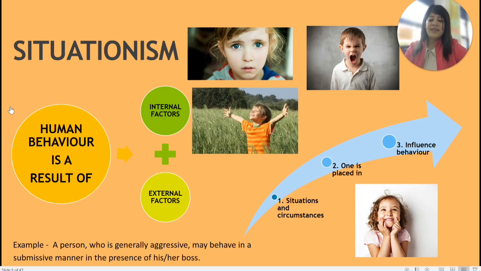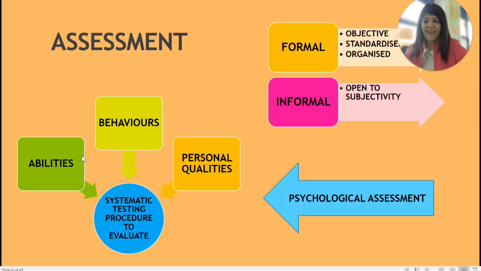An interesting example is listed here. For example, if there's a person who is absolutely aggressive, but in front of an authority figure, he may act in a very submissive manner, right? Because he knows that his aggressiveness will not be acceptable. So that is situationism here.